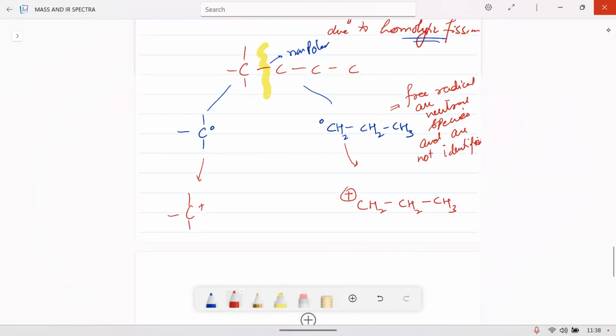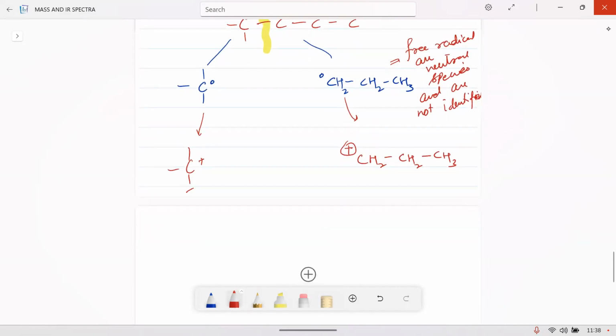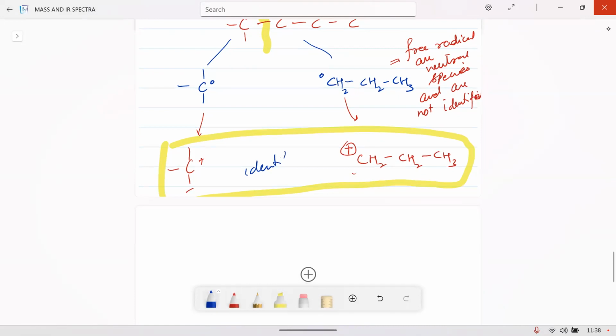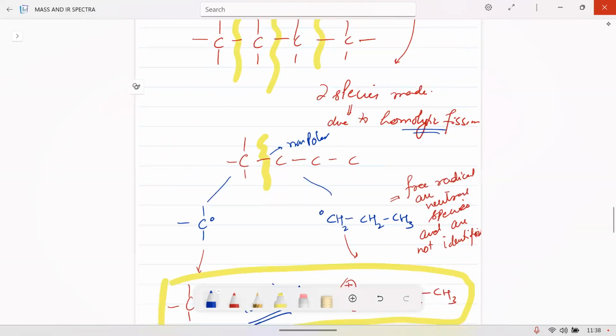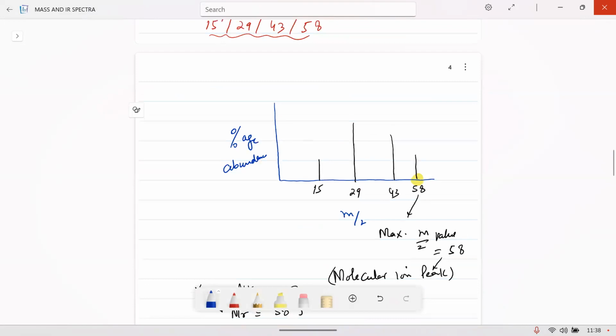Fragmentation results in free radicals, and then free radicals may form the positive ion and another positive ion. That would be the next step. So we focus on this part, that they will be identified. So whenever there is a fragmentation, we don't talk about free radicals being formed and then the free radicals changing into positive ion. No need. We simply talk about the positive ions being formed because they are the ones that will be identified. Now, again, going back to our mass spectrum, which was given to us.